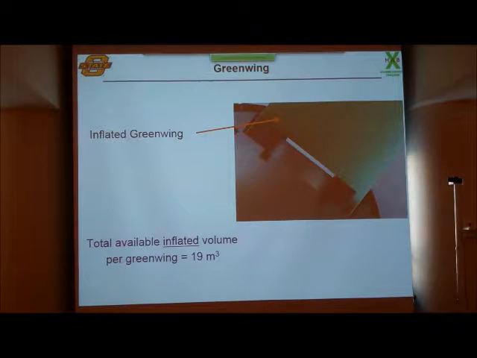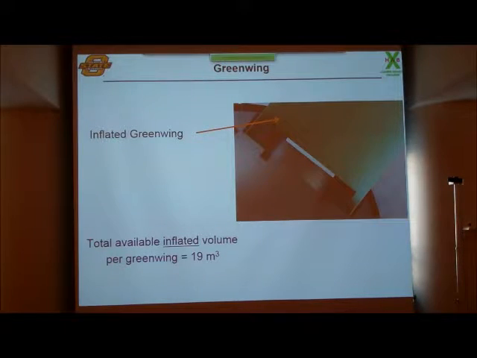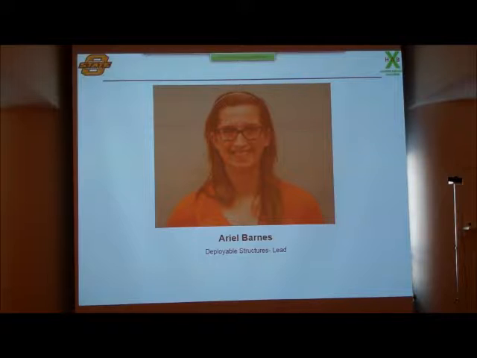And here it is inflated and deployed. Total available inflated volume inside each green wing is approximately 19 cubic meters. And now I'll pass over to Ariel Barnes for the deployable structures section.